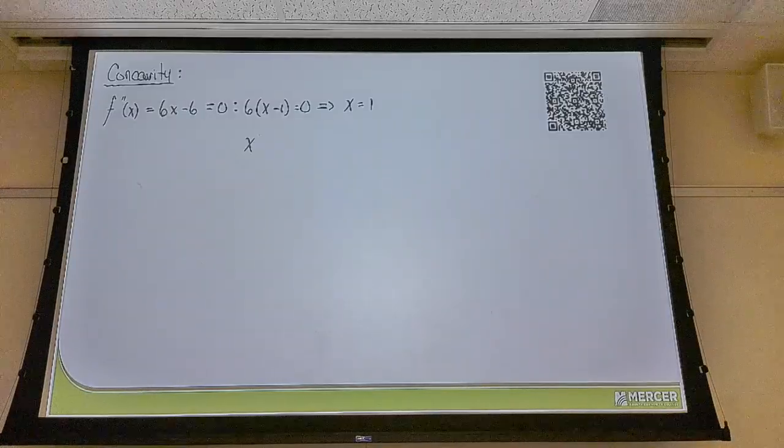I'm going to call it x star though. So I'm not really interested in critical points of f prime. I'm interested in points of f. So this is a possible inflection point. I don't know if it is yet.